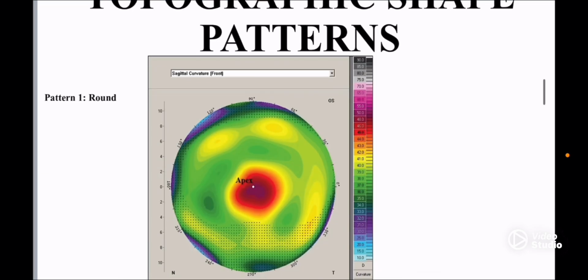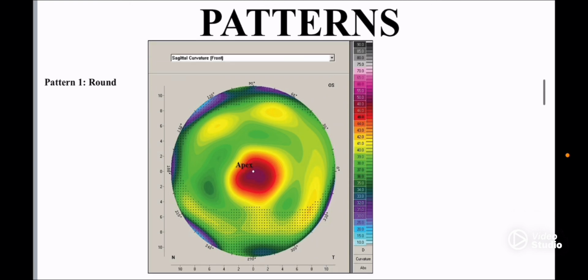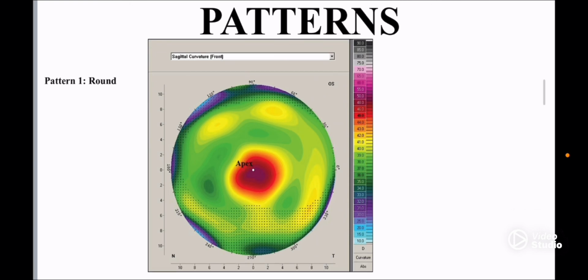Now let's see various topographic shape patterns. Coming to the first pattern. An important note is that all the topographic shape patterns are defined based on the sagittal curvature map of the front. So the number one pattern is round, as we can see in the image. In this, the apex lies in the center of the circle.